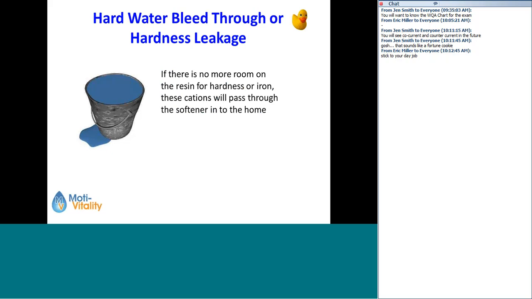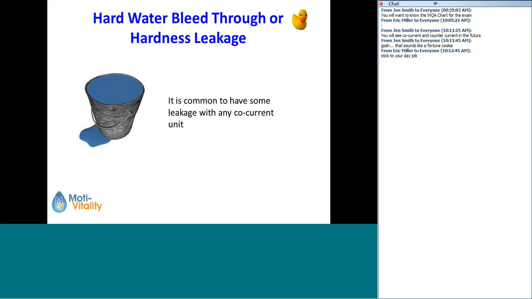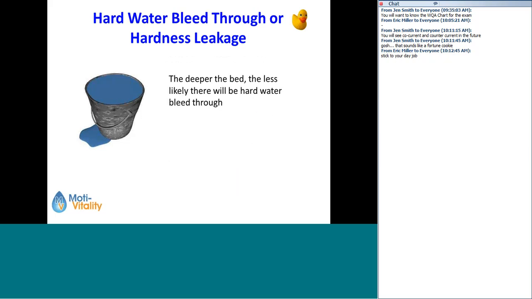So if there is no more room on the resin for hardness or iron, the cations are going to pass through the softener into the home, just like if you tried to put 6 gallons in a 5-gallon bucket. So it's common to have some leakage with any co-current unit, co-current being the way it cleans. Counter-current unit, less likely to have that hardness bleed through or that hardness leakage. The deeper the bed, the less likely there will be hard water bleed through.